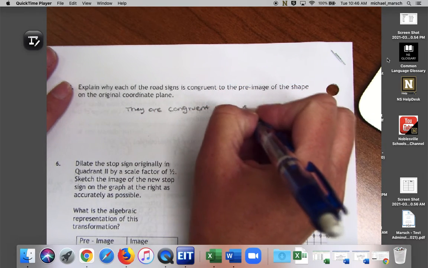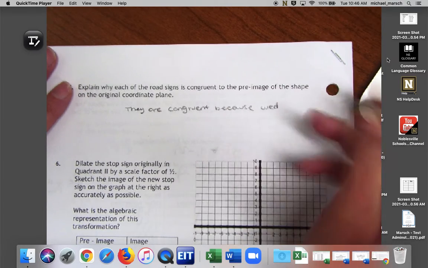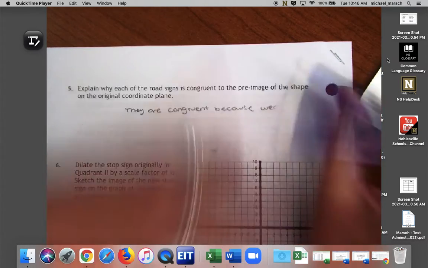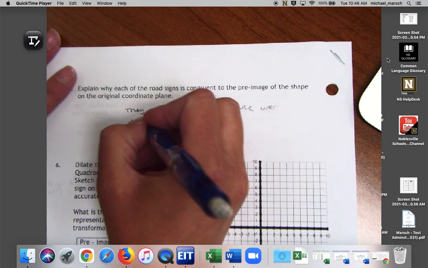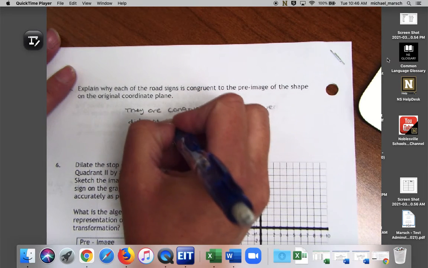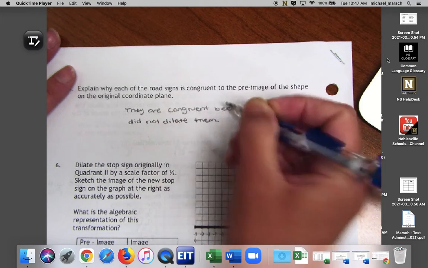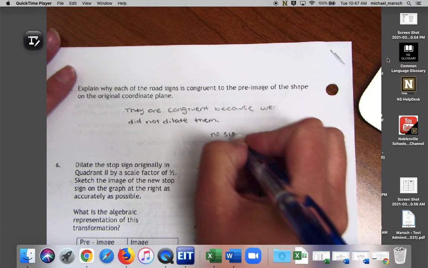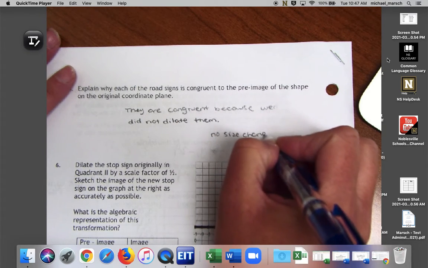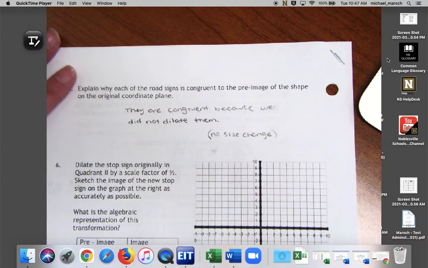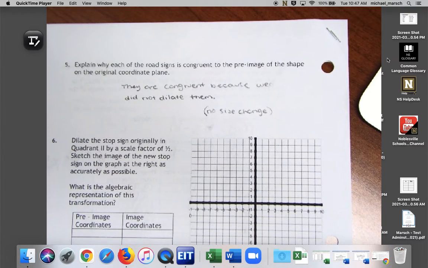because we did not dilate them. We didn't change the size. Right? The sizes all stayed the same. We just changed where they were. So that didn't affect anything.